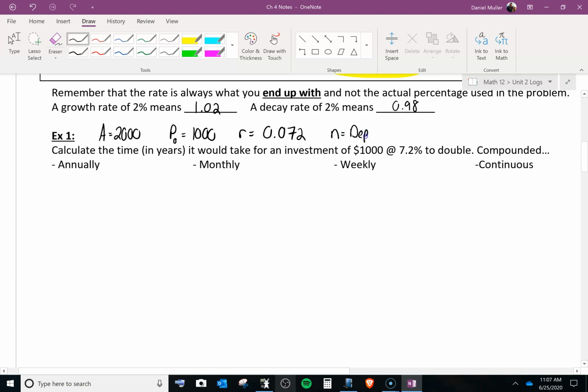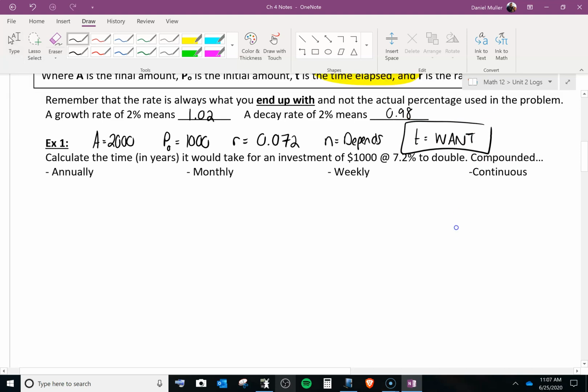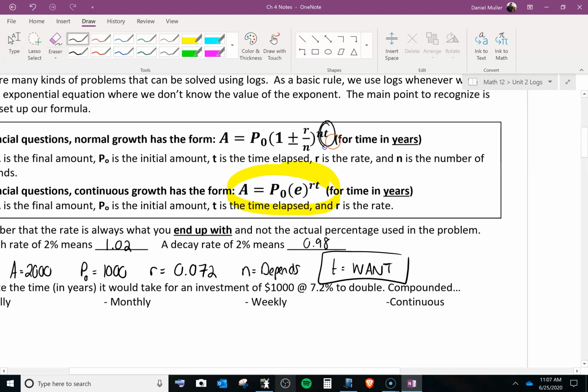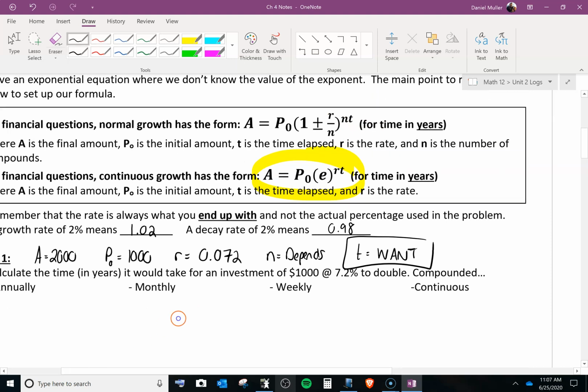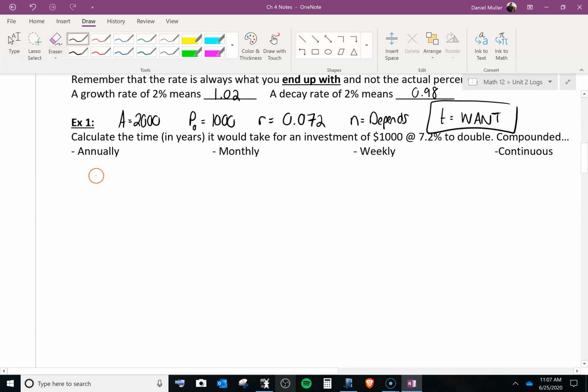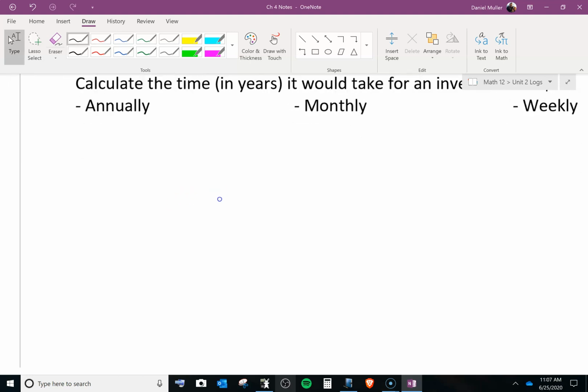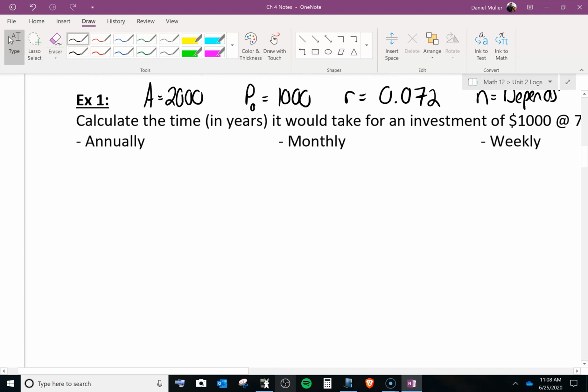Well, that depends, because we're doing 4 different questions for how many compounds we have. And then t is the last one, time. That's what we want to find. That's what we're looking for. Now, t is in the exponent, so we're going to have to use logarithms. This is pretty easy to set up. However, we are going to most likely need a calculator for all of these. I have yet to find a way to do this without a calculator.